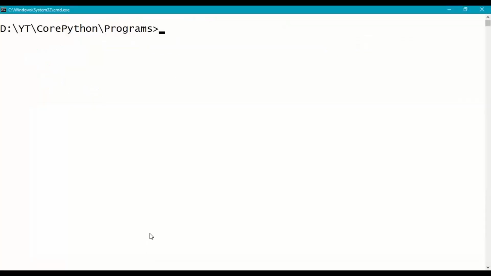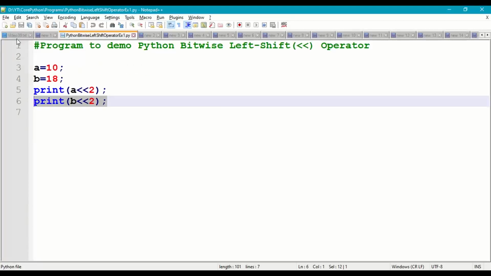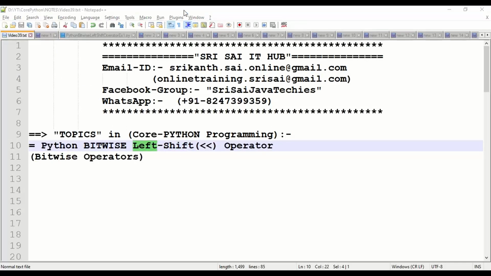Come to the command prompt where you have saved the program and run it: python bitwise left shift operator example1.py. So a left shift of 2 is 40, b left shift of 2 is 72. This is how we are supposed to work with the bitwise left shift operator, which will shift bits towards the left side by the given number of times.